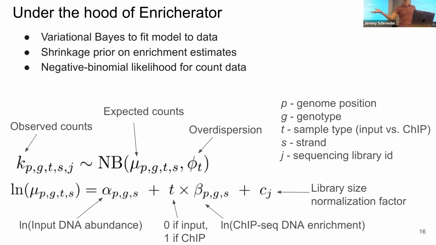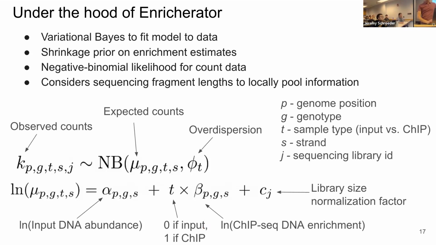So if you sequence one library to 2 million reads and one to 1 million, you expect the one in my left hand to give you half the counts on average at each genome position compared to the one in my right hand. And this term accounts for that explicitly in the model here. Okay, so you don't have to normalize your data before putting it into Enricherator. It's built into the likelihood.